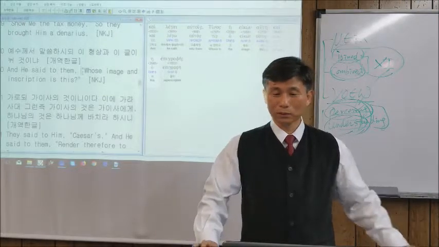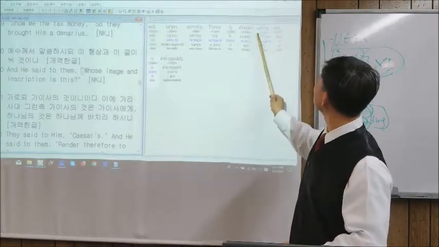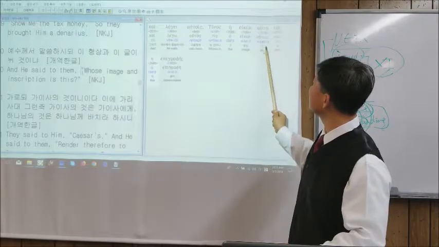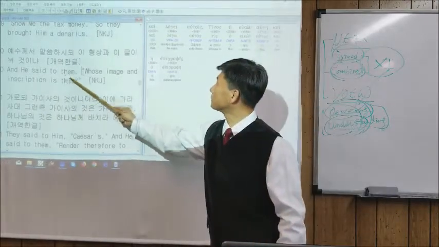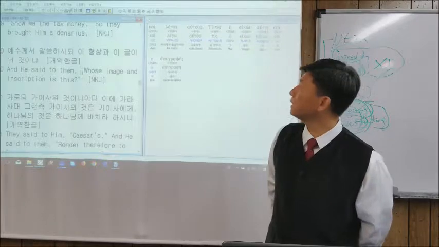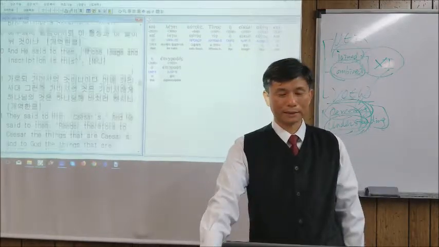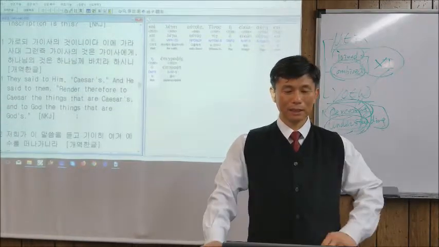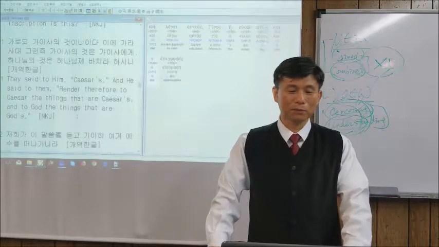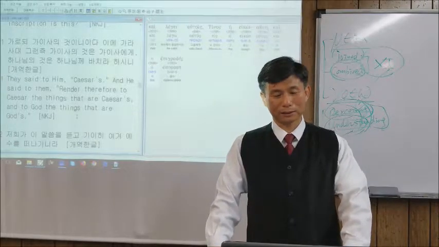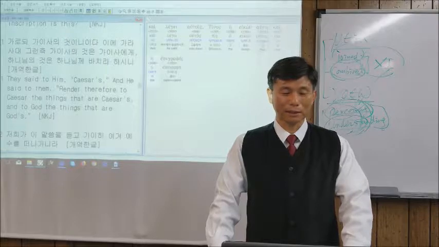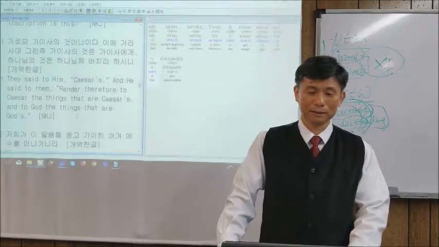So you see the futos? Futos right here, right? This, right? So they translate this, right? So whose image and inscription is this? They said to him, Caesar's. And he said to them, render therefore to Caesar the things that are Caesar's, and to God the things that are God's.